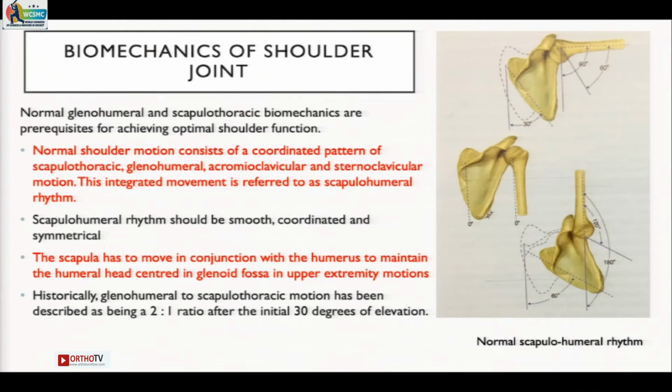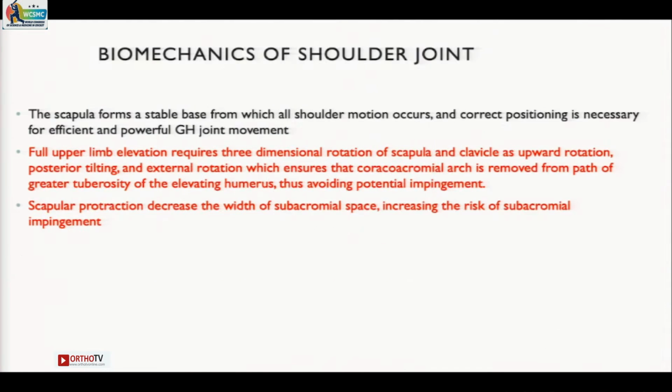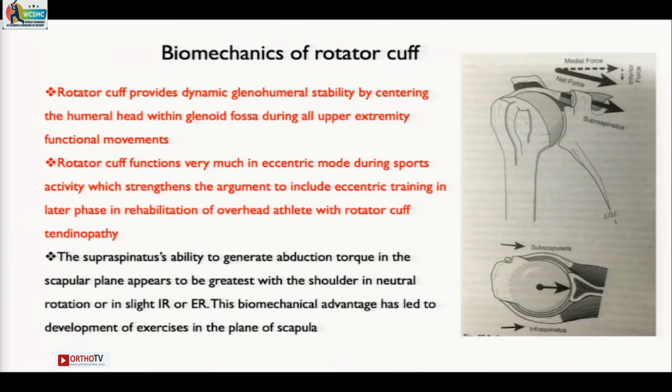You should know that normal shoulder motion occurs by a coordinated pattern of the scapulothoracic, glenohumeral, acromioclavicular, and sternoclavicular joints, and this is called scapulohumeral rhythm. In full limb elevation, there is a three-dimensional rotation of the scapula and clavicle, which is upward rotation, posterior tilting, and external rotation. This ensures that the coracoacromial arch is removed from the path of the greater tuberosity so it does not cause impingement.